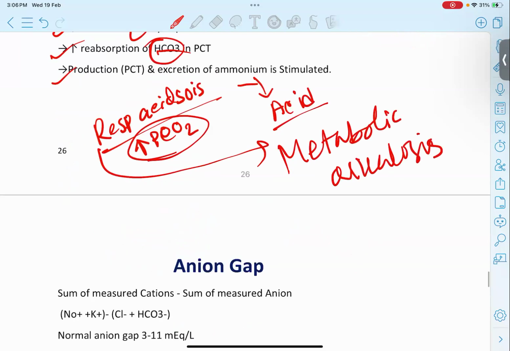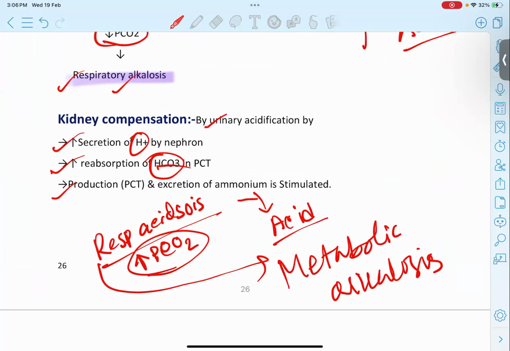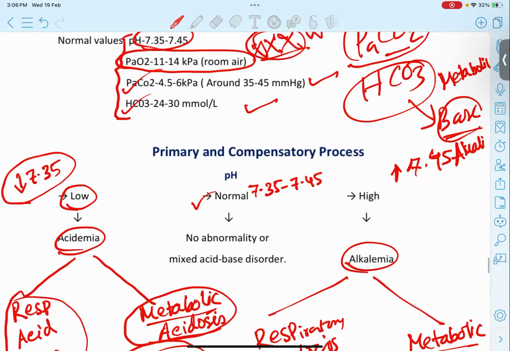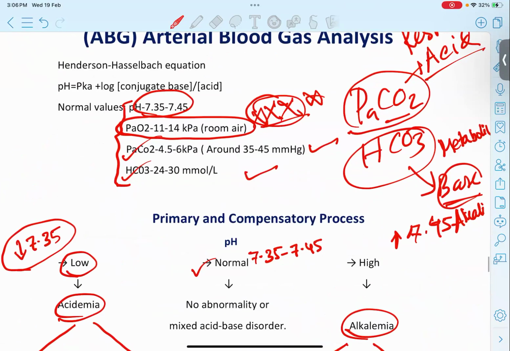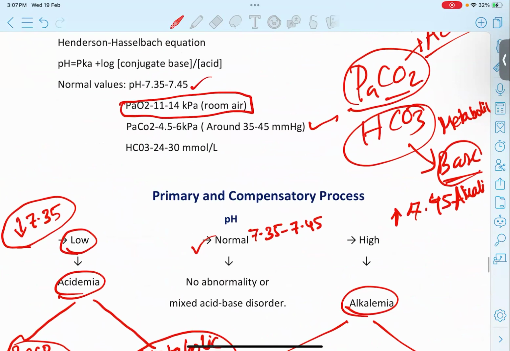So that is all you need to know about respiratory and metabolic acidosis and alkalosis. I think you shouldn't have any confusion regarding this. If you get an ABG report, that is all for exam purposes. In real life, if you get an ABG report, the first thing you are going to look at is the pH. Then you will look at the partial pressure of oxygen, to see whether the patient is having hypoxia or not. But for looking for acidosis or alkalosis, we will first check the pH.